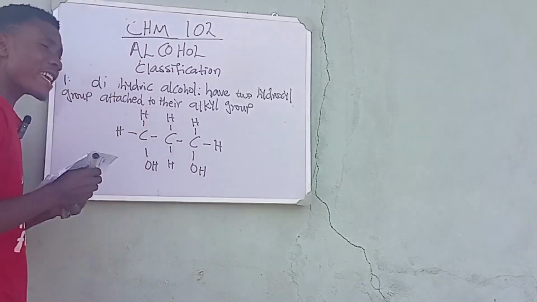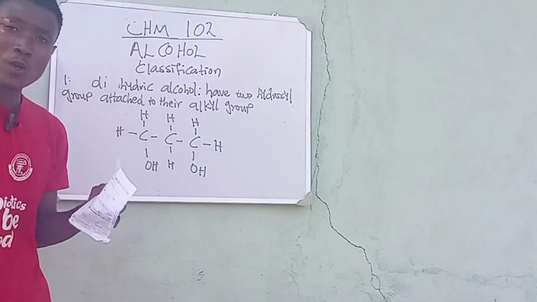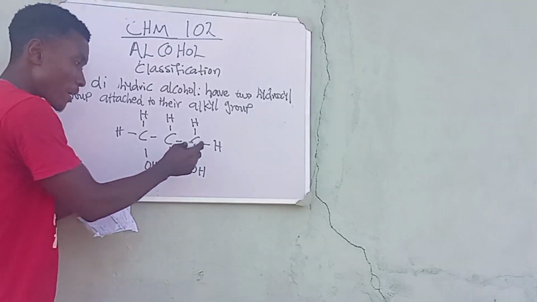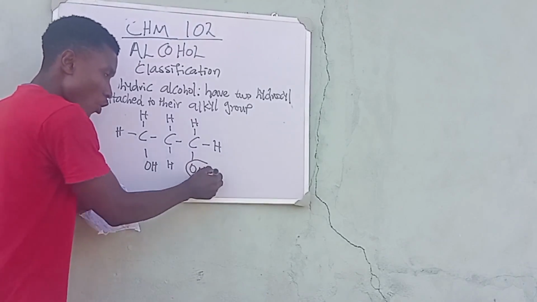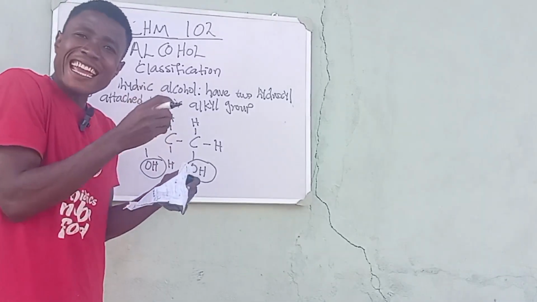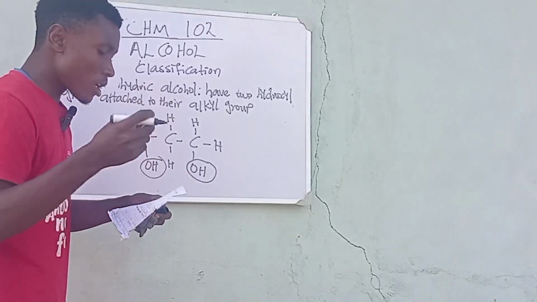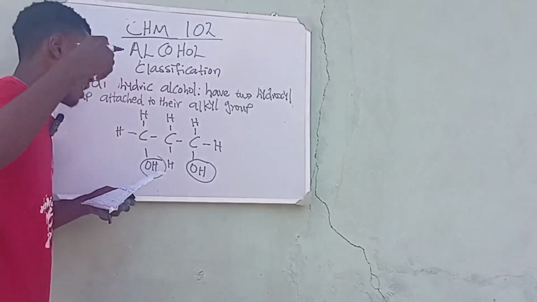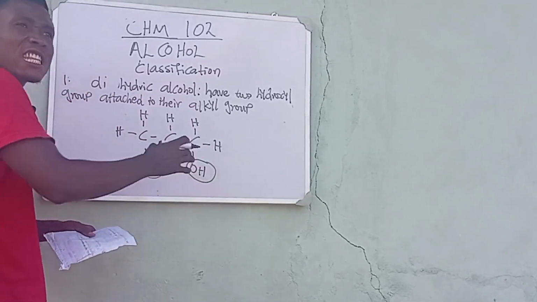Now, if you get to see a difference between the first one I did and this one here, you get to find out that this particular compound has two OH, right? So when it has two OH, it is known as the dihydric alcohol. It contains two hydroxy groups attached to the alkyl group. So what is the name of this compound?